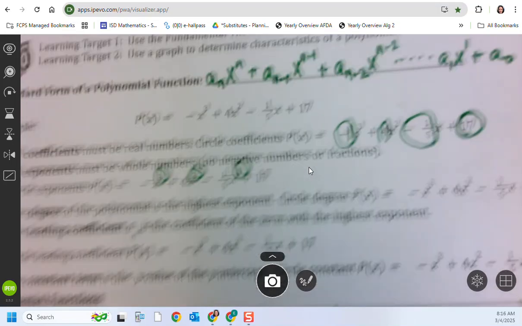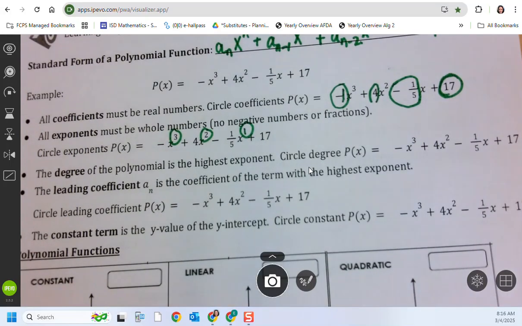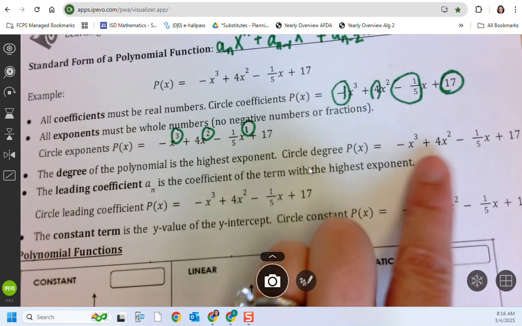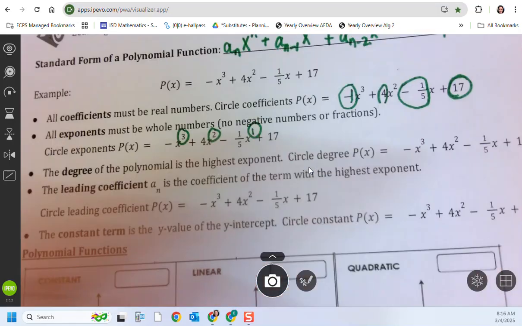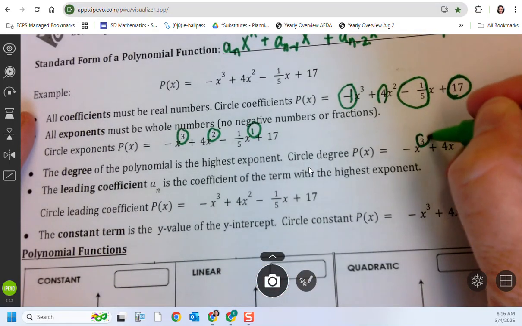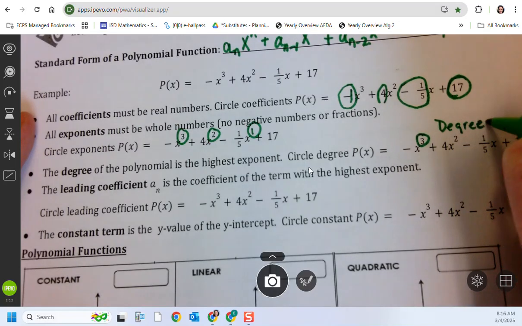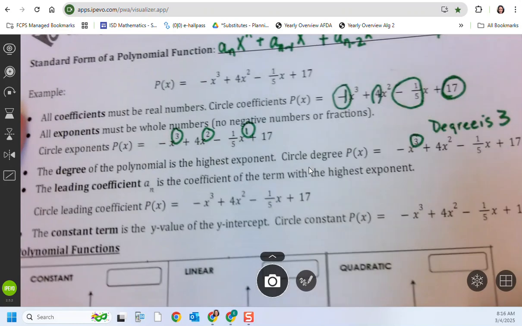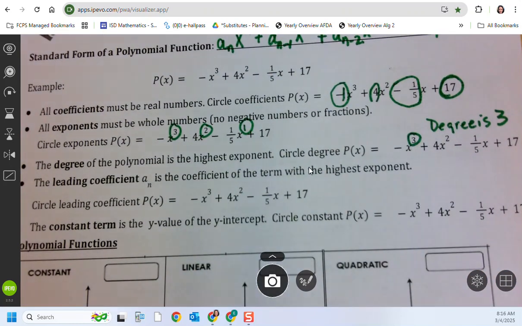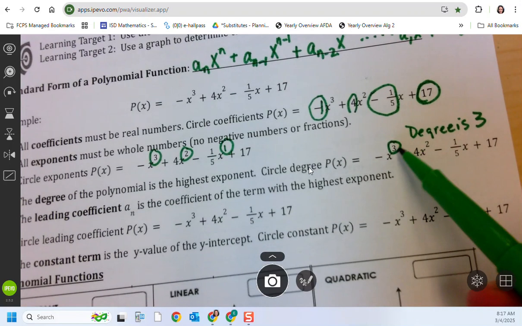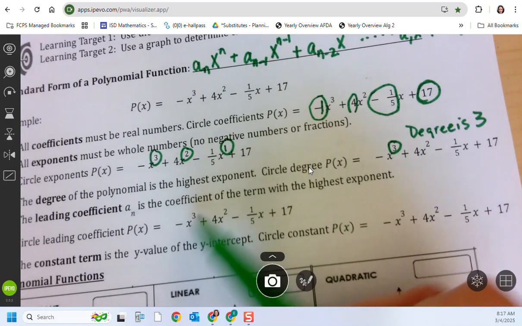The degree of the polynomial is the highest exponent. So in the example here, what number is the highest exponent? 3. So that means that the degree is 3. The leading coefficient is the coefficient of the term with the highest exponent. So not necessarily the biggest coefficient, it's the coefficient of the term with the biggest exponent. So we said this is the biggest exponent. What is the coefficient of this term?